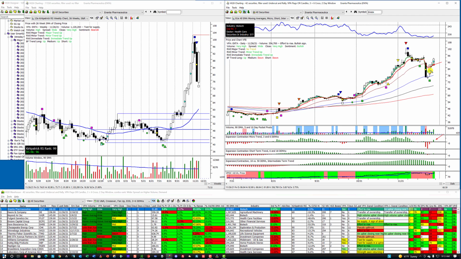Now, yesterday this one would have shown up in the prior screen because the 3 was below the 6, but the fan was intact. So it would have shown up here, and here, and here too, because that's a bullish candle. This is a morning star formation.